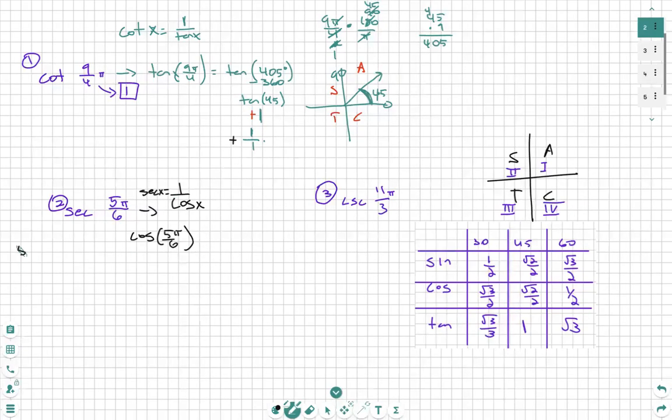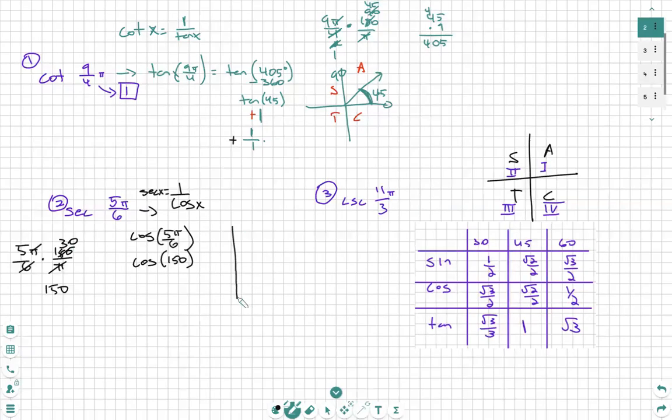So next we're going to do 5π/6 times 180/π. 180 divided by 6 is 30. Times 5, this is going to be 150. So next we do cosine of 150.